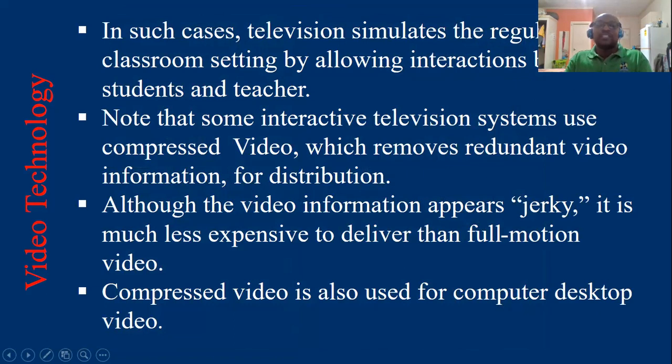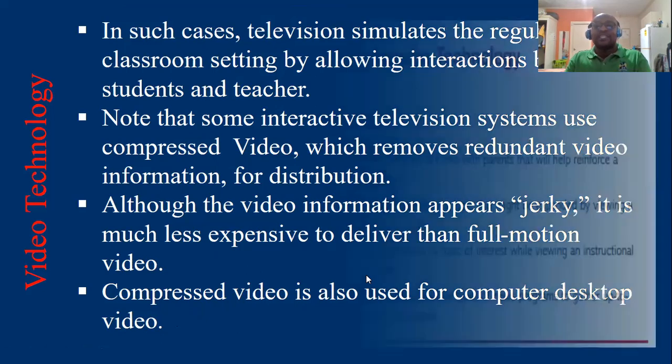So what you need to note here is that some interactive television systems use what they call compressed video, which removes redundant video information for distribution. So you may record a video of some kind, and then you may trim it and compress it so that you can remove those things that may not be necessary. Although the video information appears jerky, it is much less expensive to deliver than full motion video.